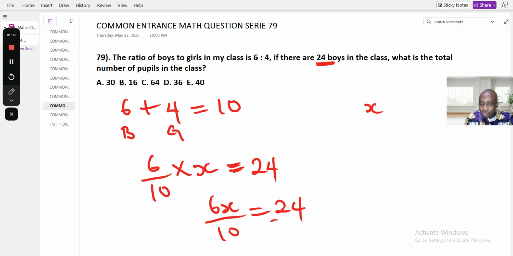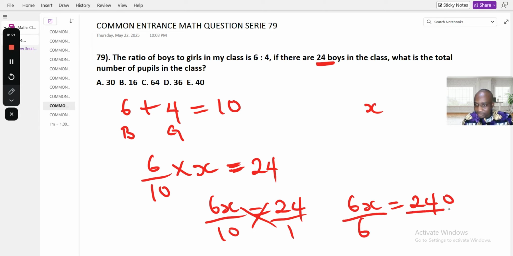Now let's cross multiply. 6x multiplied by 1, 6x. 10 times 24, 240. Next thing we are going to do, we are going to divide both sides by 6. The coefficient of x is 6, 6. 6 here 1, 6 here 1.